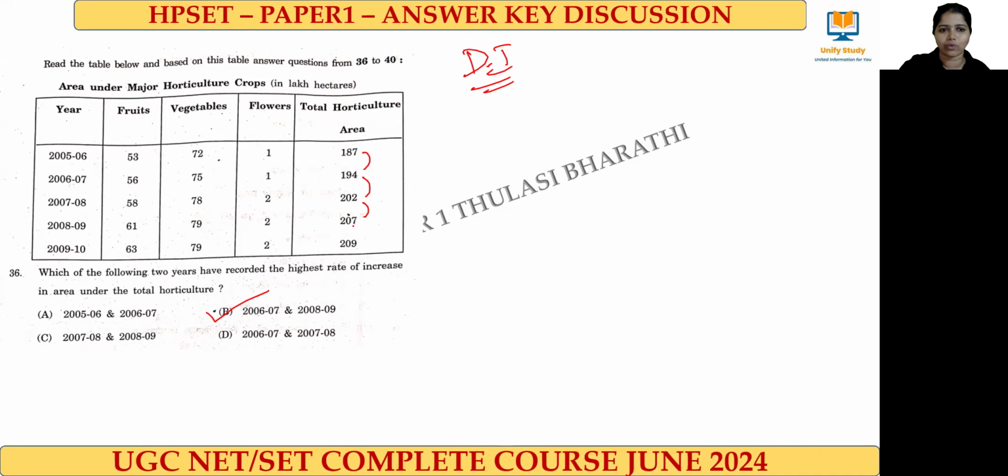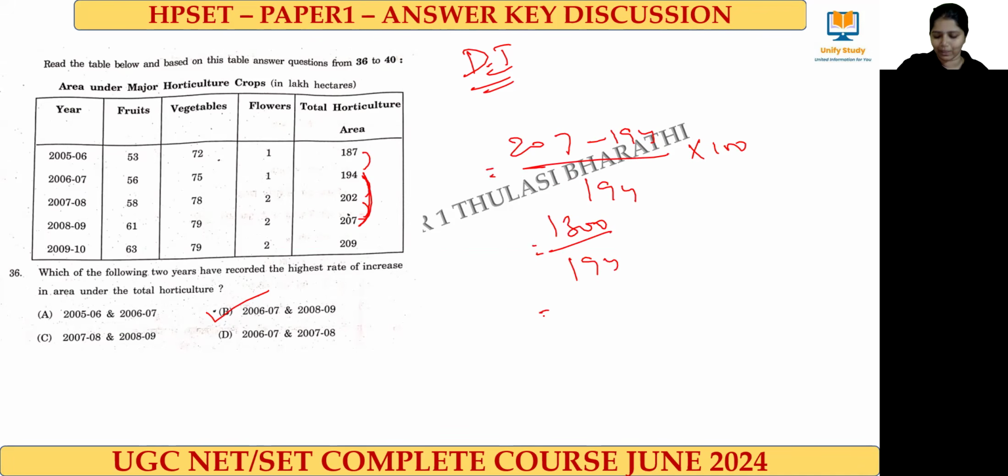2006 to 7 and 8 to 9. When I compare these 2 years, simple: 207 minus 194, divided by 194 since it has been increasing, into 100. That's all. So when we do this calculation, we'll be getting 1300 divided by 194. So that will be giving me the option of 6.7.